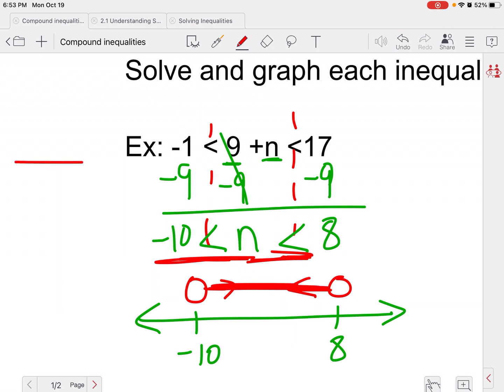Sometimes we might have an inequality graph that goes outwards, and sometimes we might have one that goes inwards. Okay, so just be prepared for that. You want to test that and make sure that that works out before you just assume that it's in the middle. Okay. All right, let's try another one.